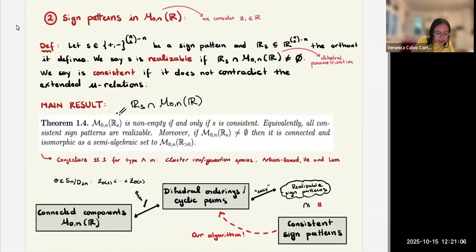Okay, so let me tell you a little bit about what the strategy of the proof was. For this, let me first tell you how you can relate sign patterns to connected components of M0n. So a very nice known result is that the connected components of M0n(R) are actually in bijection with dihedral orderings or cyclic permutations. Here I use them interchangeably. And how does this go?